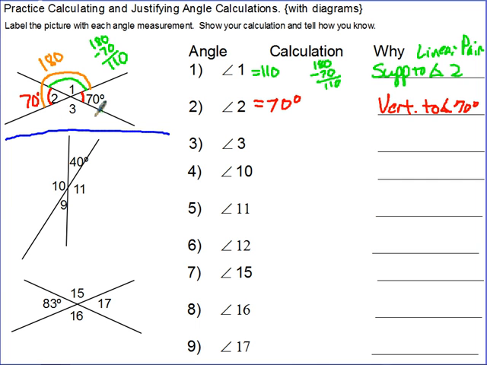Okay, what about angle 3? Angle 3 is supplementary to angle 2, so I could do the same process again, but it's easier just to say it's vertical to angle 1. So that's the reason I'm going to use, because I only need one reason on this one. It's vertical to angle 1. Okay, you've got the remainder of these to do, and in the next video we'll start talking about corresponding angles.